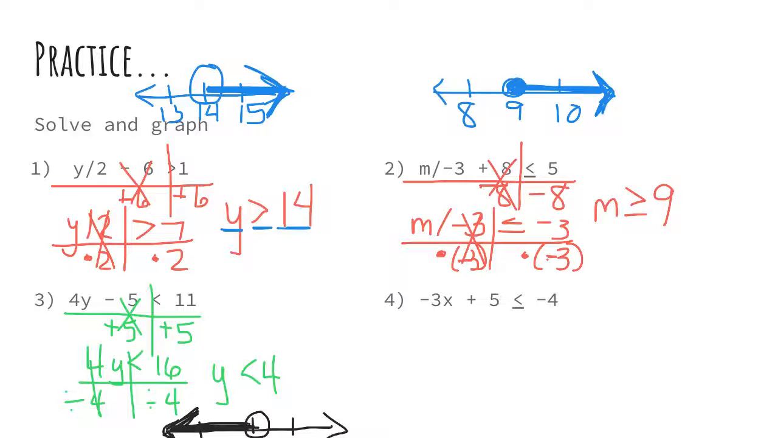Here's my solution to the third problem. I first added 5 to both sides. Then I divided both sides by a positive 4 and did not flip my sign. y has to be everything less than but not including 4. So I have an open circle and I've colored in to the left of my number line.